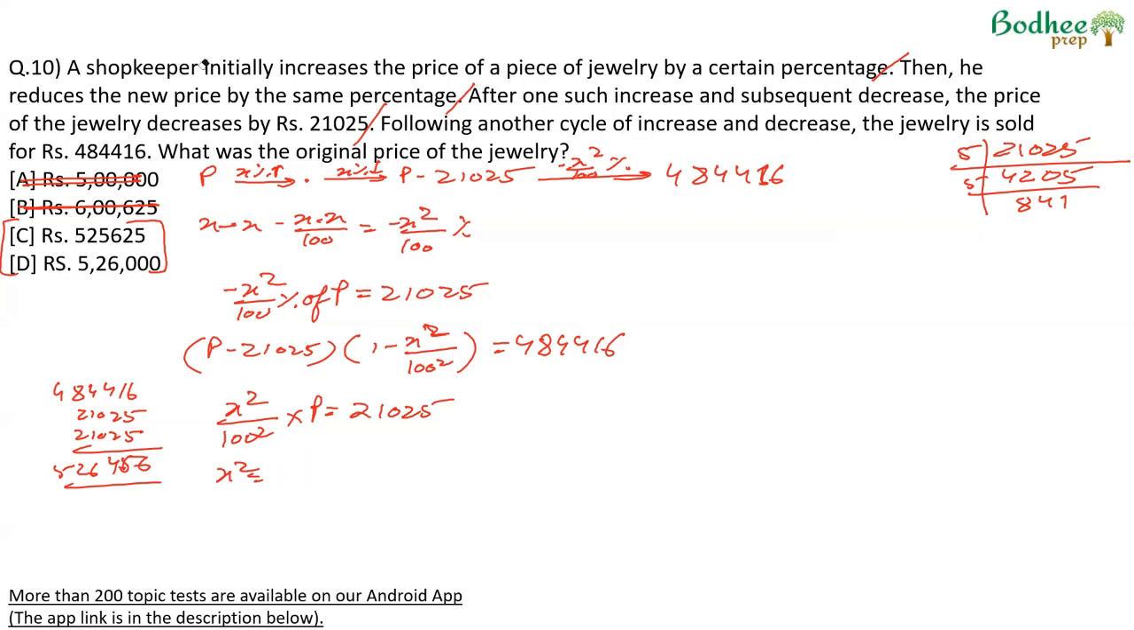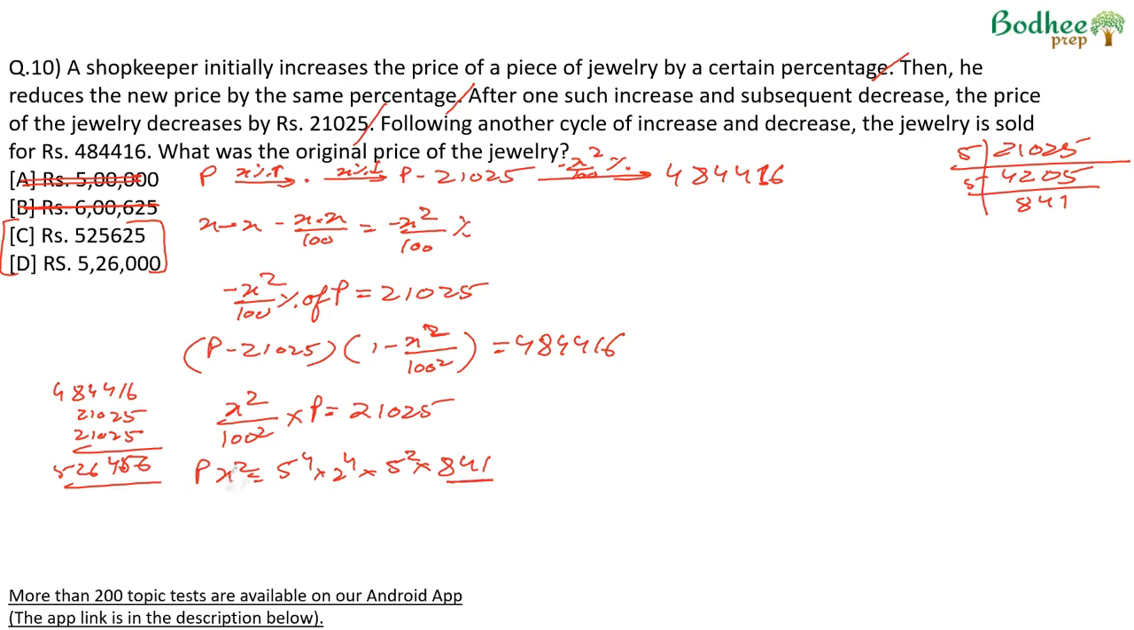100 squared is 10 raised to power 4. So 5 raised to power 4 into 2 raised to power 4 into 2100, which is 5 square into 841. Now clearly this is P into X square.